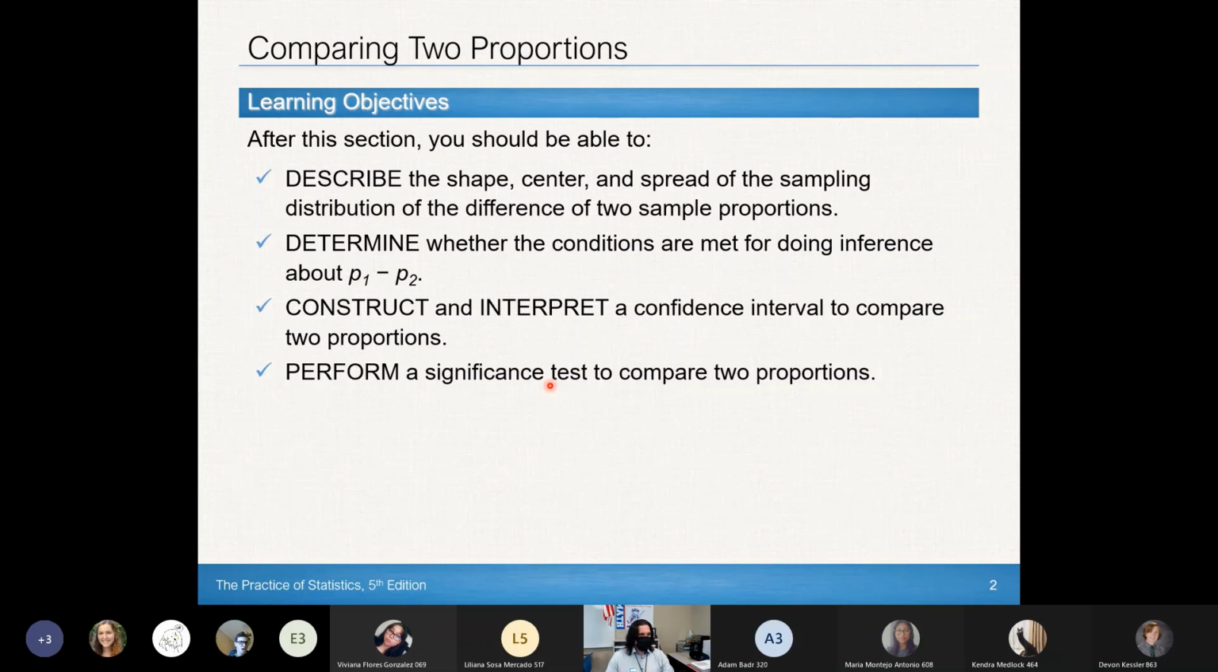All right, that goes back to chapter 7. We will determine whether the conditions are met for doing inference about P1 minus P2. That is chapters 8 and 9, a little bit of chapter 7. We will construct and interpret a confidence interval to compare 2 proportions, chapter 8, and perform a significance test to compare 2 proportions, chapter 9. All right, so the concepts and the tools that we used in those previous chapters will be used in this chapter. There will be some slight variation to the formulas to account for the fact that we're dealing with 2 samples.